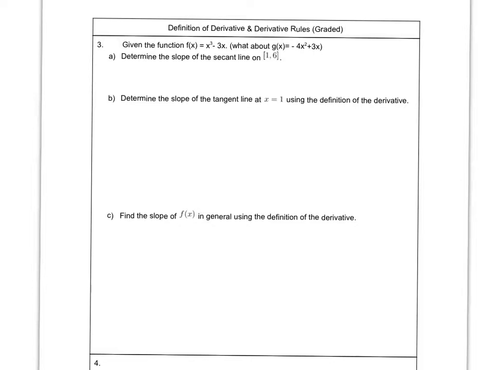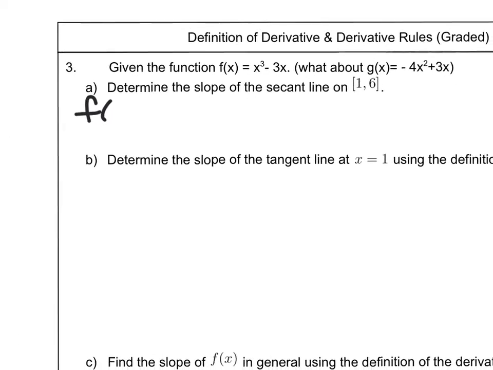Next up, we've got derivatives based on the definition of derivatives. First off, we have the function f of x equal to x cubed minus 3x, and a second function, g of x, which is negative 4x squared plus 3x. We've got to find the slope of the secant line on the interval from 1 to 6. That's basically plugging in 1 and 6 to each of these. You can see what we get for y values. So I'm going to zoom in to make this much bigger and leave me with way more room.